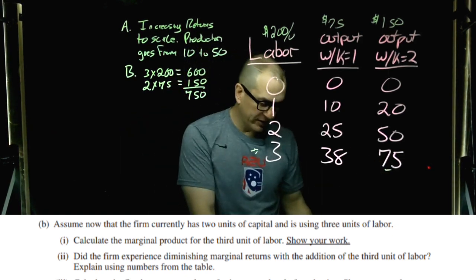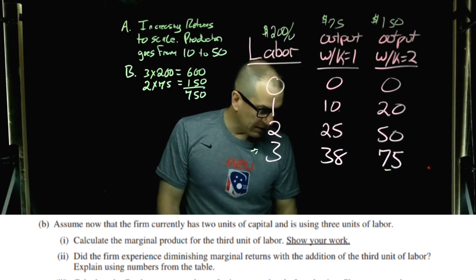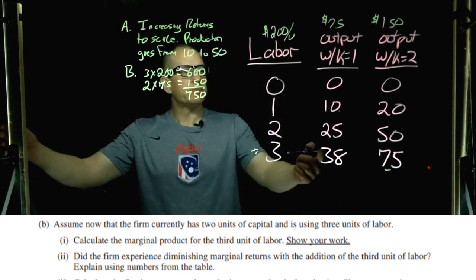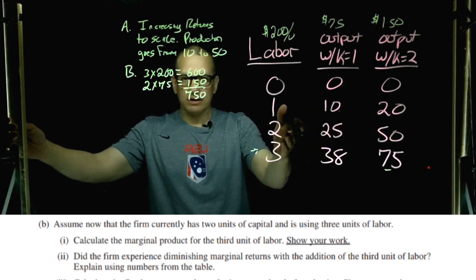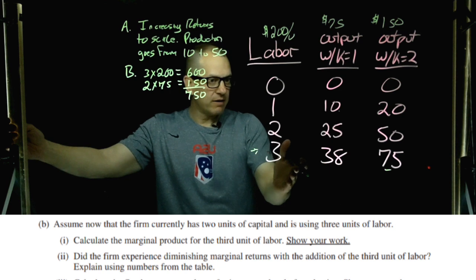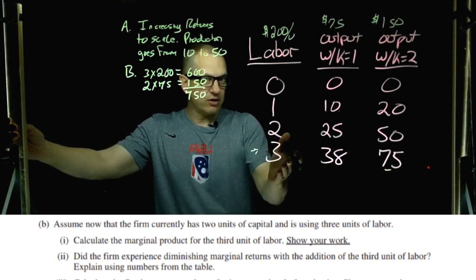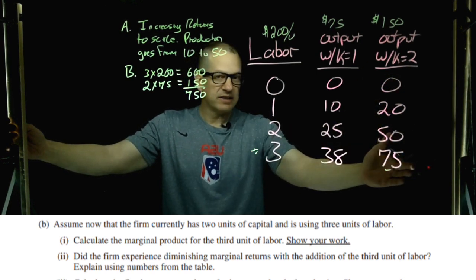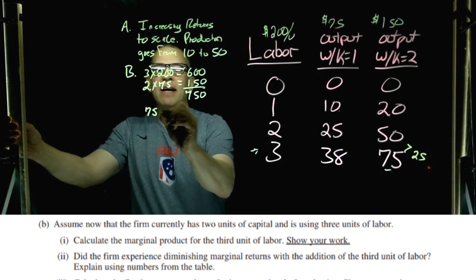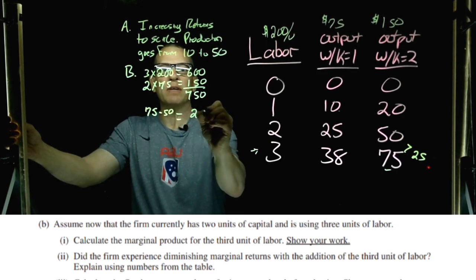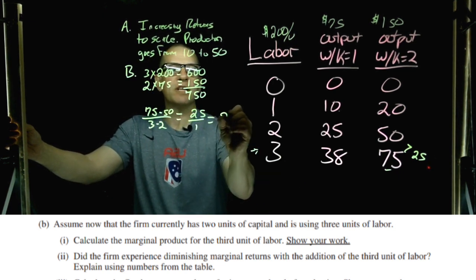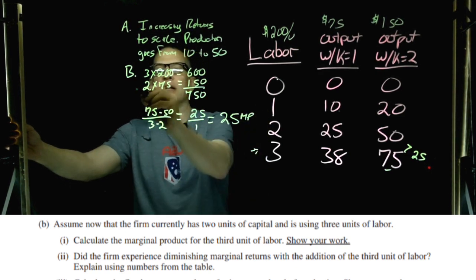Now the question comes up: calculate the marginal product for the 3rd unit of labor. It says show your work. So I go from 2 units of labor producing 50 with 2 units of capital, and once I add a 3rd unit of labor, my output goes from 50 to 75. So my marginal product is going to be 25. I would show that by taking the new output 75 minus the old output 50, which is 25, divided by the change in labor, 3 units minus the original 2, which is 1, giving us a marginal product of 25. And that's for B1 here.